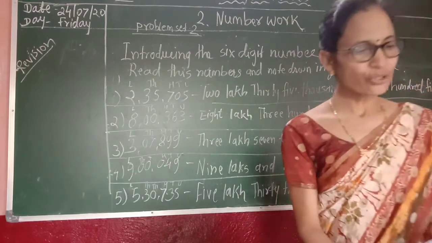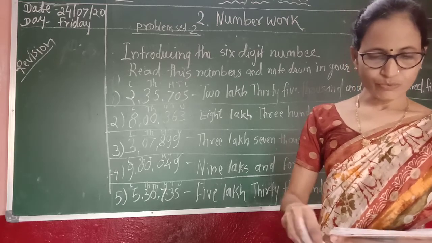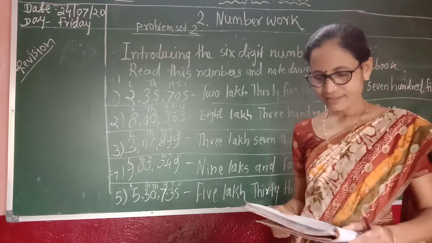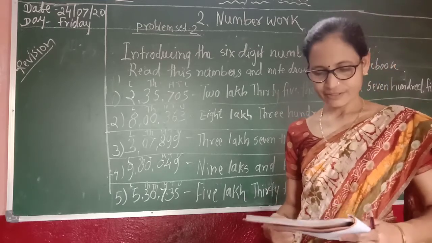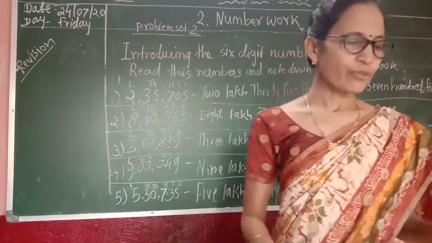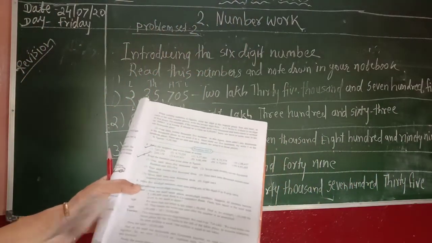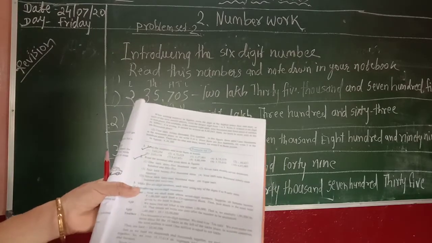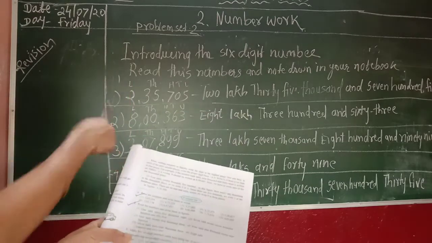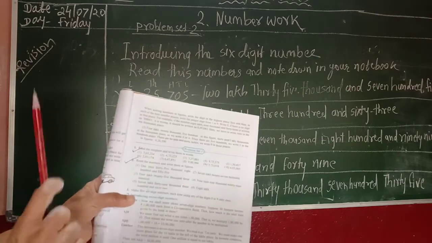So this is your homework. You have to solve problem set 3. Your homework is to solve problem set number 3. Problem set number 3 is here. Read the numbers and write them in words. What you have to do with these numbers is write them in words like this. And question number 2, read the numbers and write them in figures.